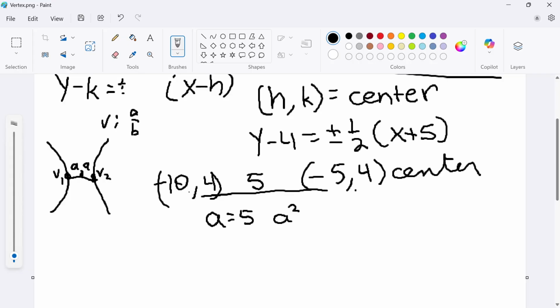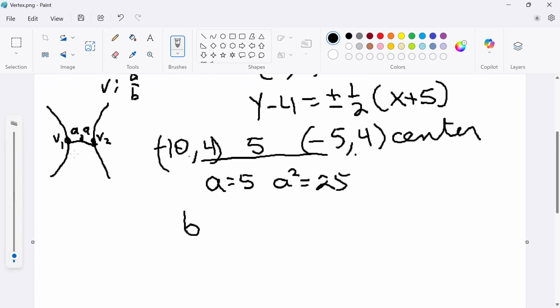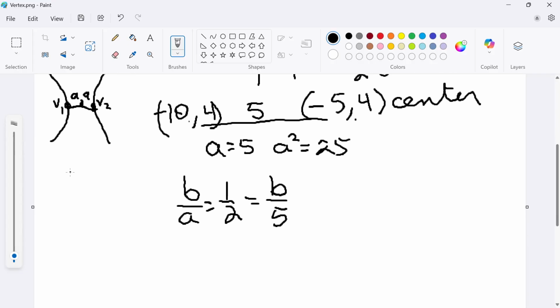A squared equals 25. So I know this is b over a. It's horizontal, so b over a equals 1/2. Now that could just be a ratio, and I know that a is 5, given the coordinates of those two points. So it's b over 5. What is that b that makes b over 5 equal 1/2? Well, cross multiply. 2b equals 5. b equals 5/2.